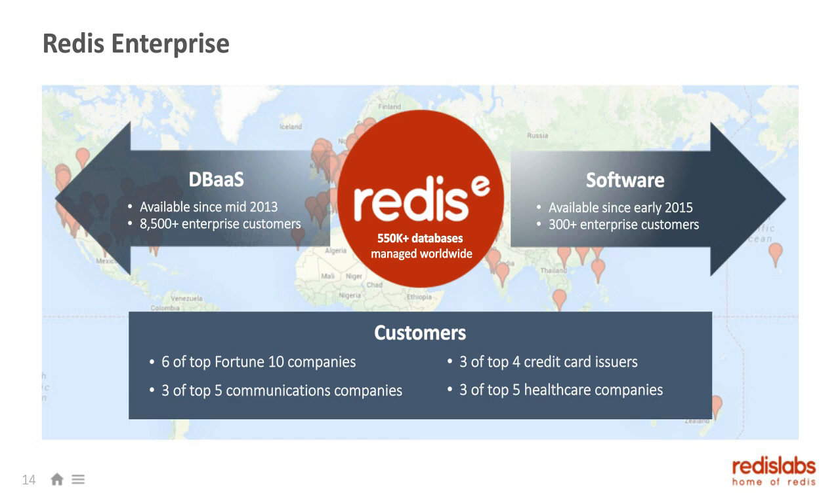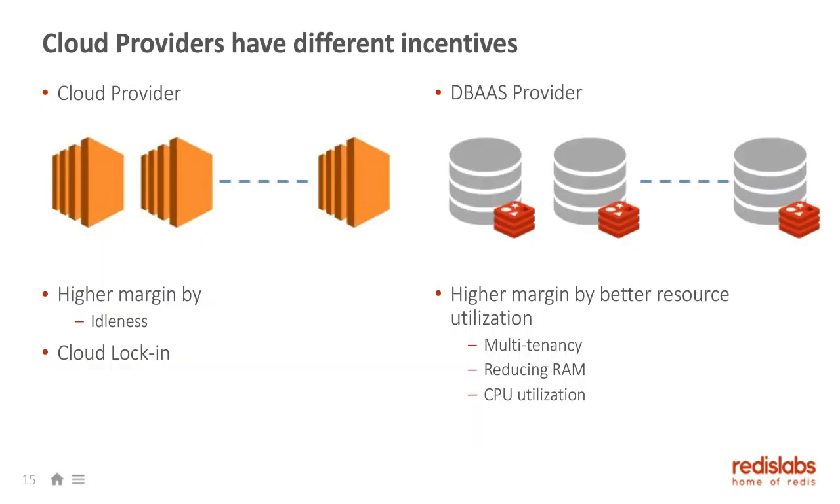So I want to touch briefly upon this because cloud providers and database as a service providers actually have different incentives, right? A cloud provider's incentive is to sell you as many virtual machines or instances as possible, while a database as a service provider's incentive is to sell you as many databases, obviously, but also to create a higher margin on those databases.